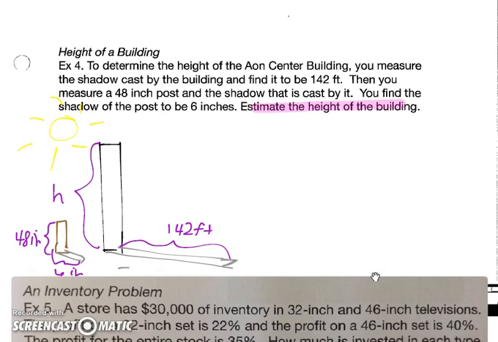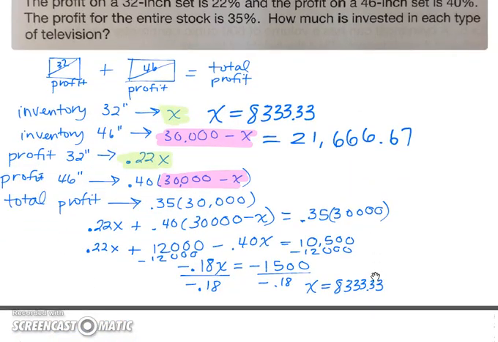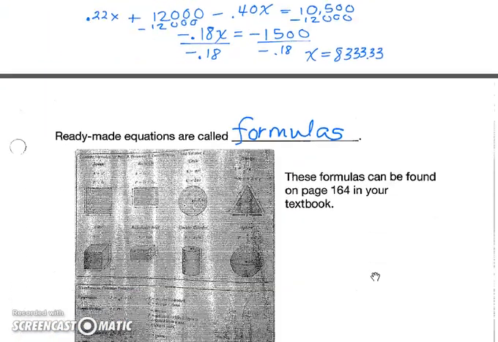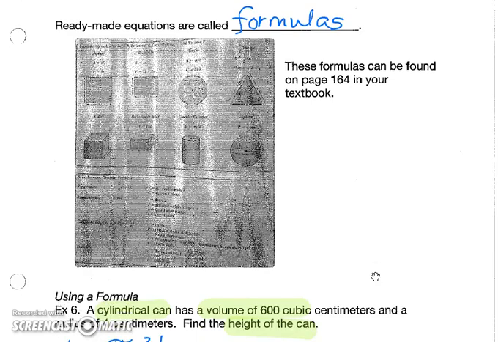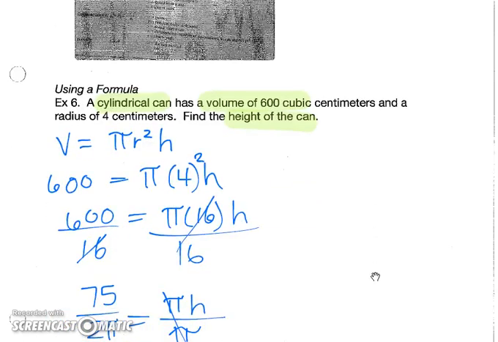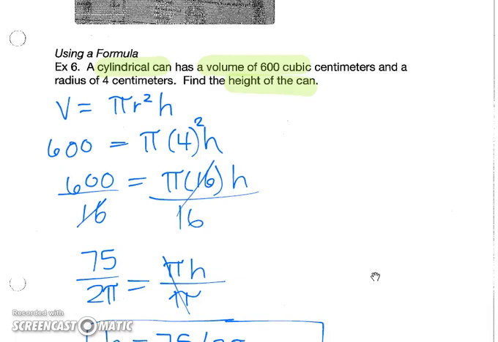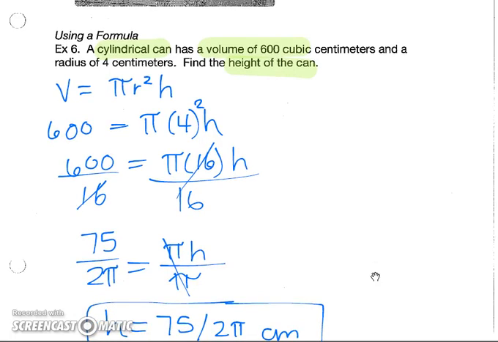We're going to save the height of the building example and the inventory problem example for in class and jump to ready-made equations. Ready-made equations are called formulas. You've seen formulas before, you just didn't think of them as ready-made equations. But we can use them and either rearrange them to be set equal to another variable or just plug in and find a missing piece.